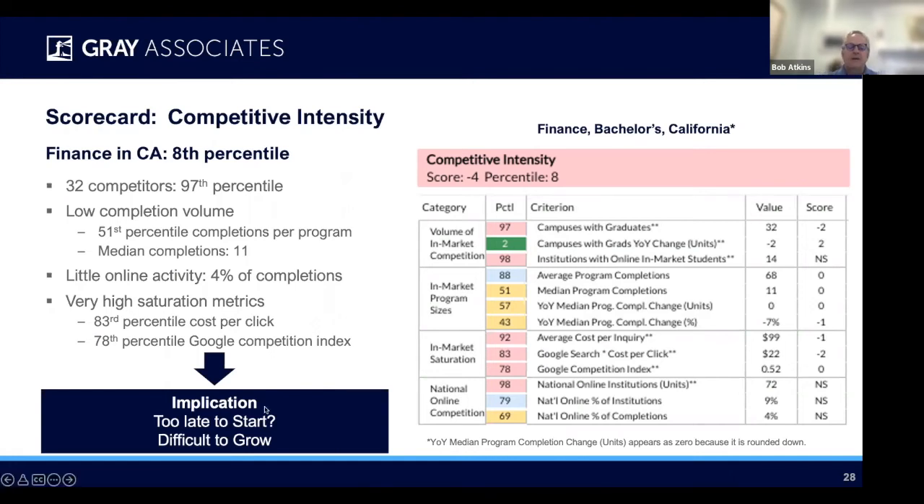So while we had very good numbers in student demand that would have suggested starting this program, we had very good numbers in employment that would have suggested starting it. These numbers say, gotta really stand back and think about this.